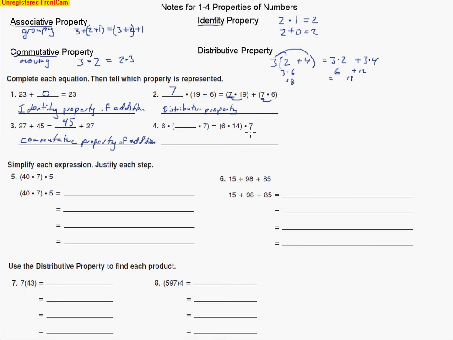Looking at our next one, we've got the 6 outside, and inside we have a missing number times 7. Over here we have 6, 14, and 7. What's different is the parentheses. Notice that the parentheses were around this unknown number and the 7. That unknown number is 14. So they moved the parentheses from the 14 and the 7 to the 6 and the 14. That is the associative property of multiplication.